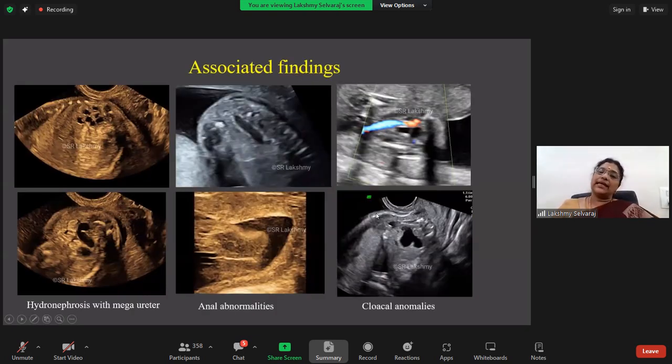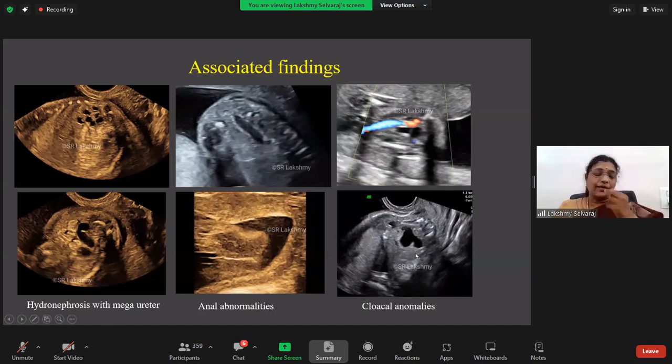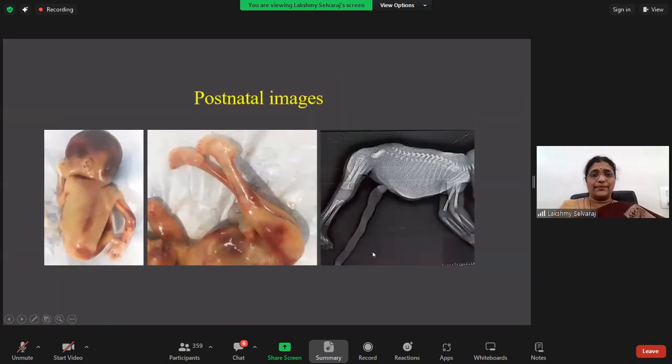When you have complete sacral agenesis, you obviously will have associated findings. This is cystic obstructive dysplasia of the kidneys, and you have a megaureter here. Very often you see a dilated rectum, and you see complete absence of the anorectal canal here, and you see the line sign with absence of the perianal muscle complex. Single umbilical artery you can have, and in other cases persistent cloacal abnormalities.